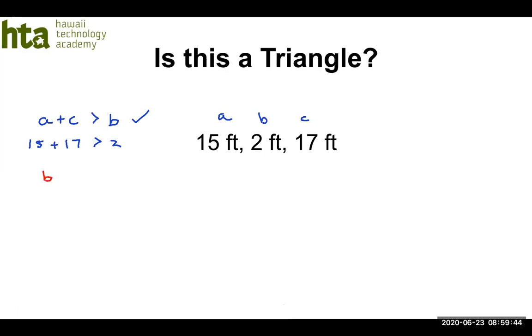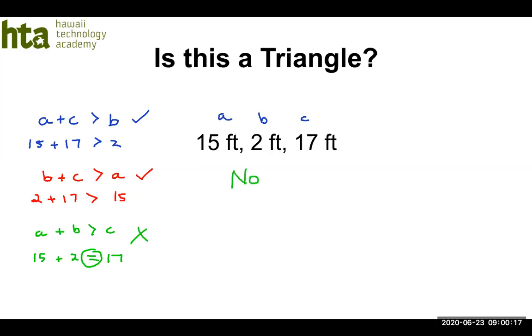Let's try B plus C. B plus C needs to be bigger than A in order for this to be a triangle. So 2 plus 17 is bigger than 15, so that works as well. So 2 for 2. The third side, however, if I went A plus B, that has to be greater than C. Well, 15 plus 2 is equal to 17, not greater. So this does not work. No, this does not form a triangle.